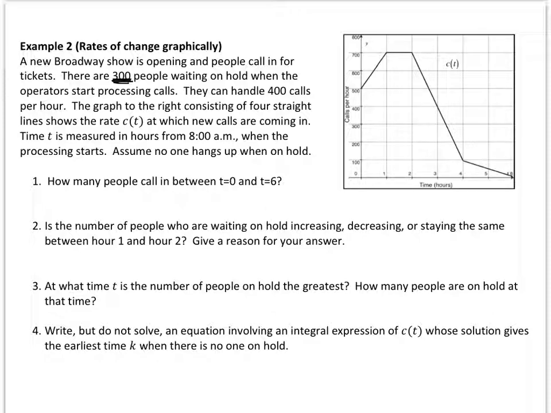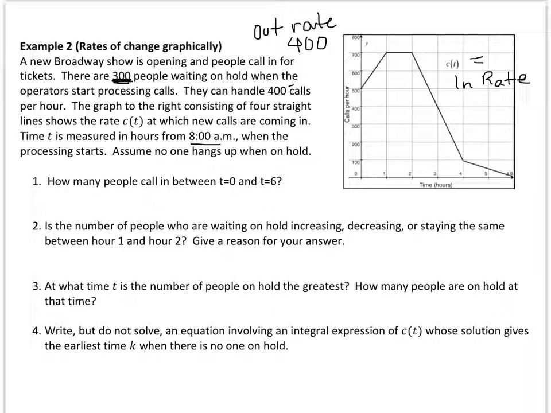The operators can handle 400 calls per hour, so there's my out rate because they're removing those people from the queue. The graph at right, consisting of 4 straight lines, shows the rate C of t at which new calls are coming in. So this is my in rate, and it's presented graphically. We're going to start answering calls at 8 a.m., and we're going to assume nobody hangs up. Okay, so I'm going to make a note here that my out rate is 400 people per hour. My in rate is C of t there, and I have 300 people initially.